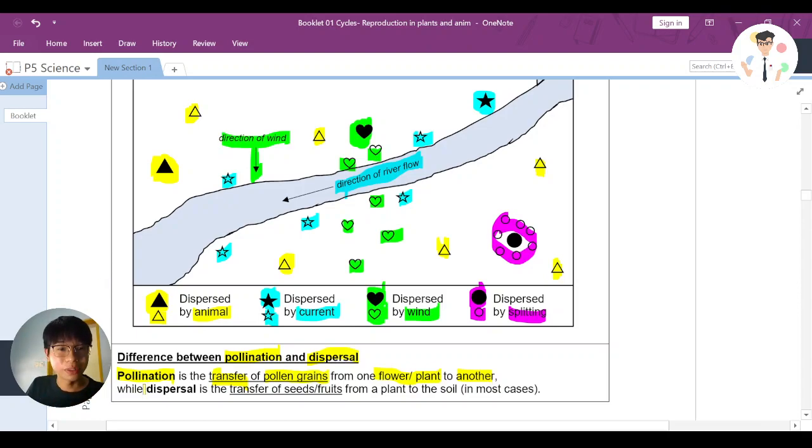Now, dispersal is a transfer of seeds or fruits, usually, in most cases, from one plant to soil. From one plant to soil. It's not from the flower. Why? Because the flower has developed into fruit. And it goes to soil, so it will grow from soil. Okay, again, in most cases.